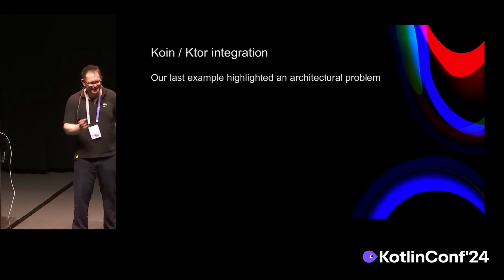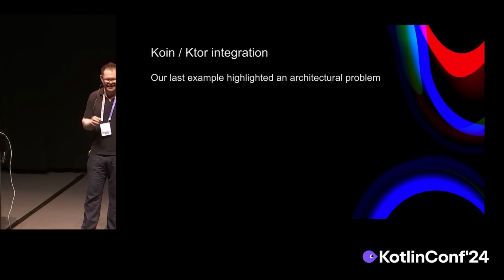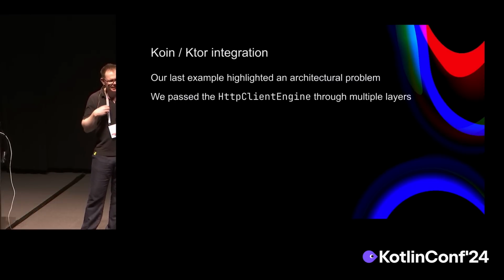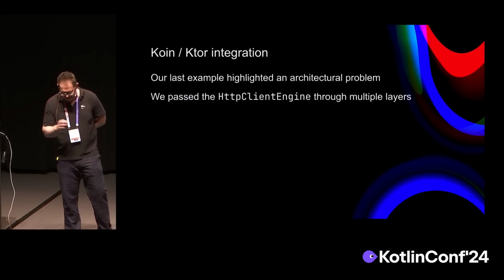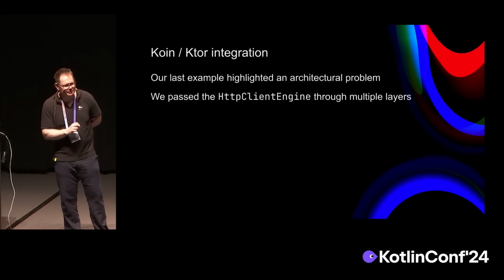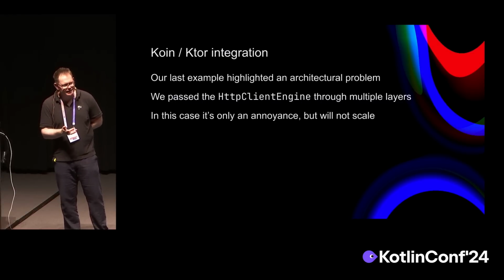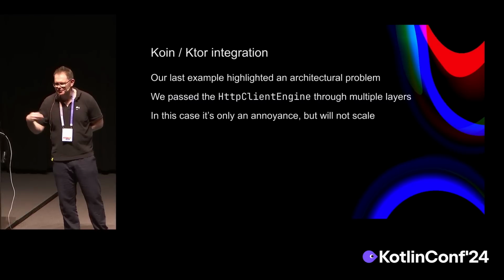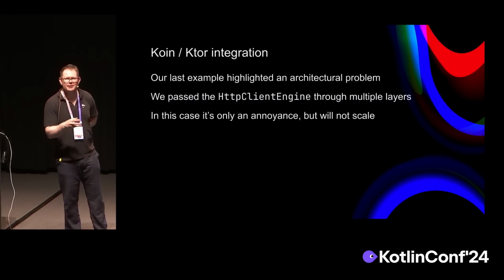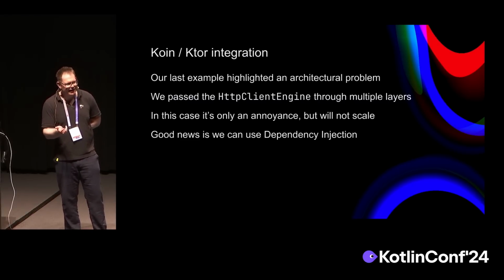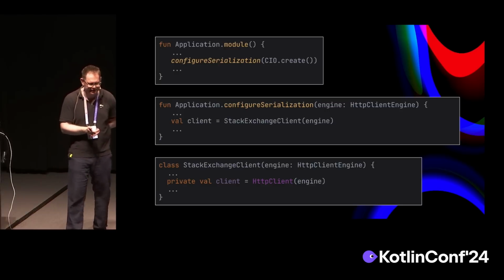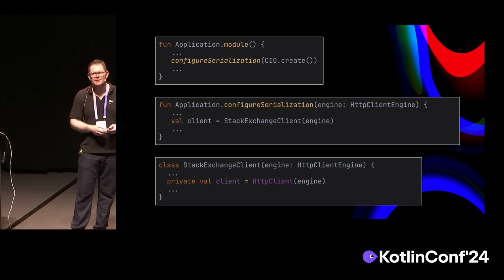So the previous example highlighted an architectural problem, which is that we were creating the HTTP client engine, whichever one we wanted to use, at a high level, and then we were passing it down through multiple layers. For our little toy application, it's only an annoyance, but this is something that won't scale. This is the problem that dependency injection was designed to solve.